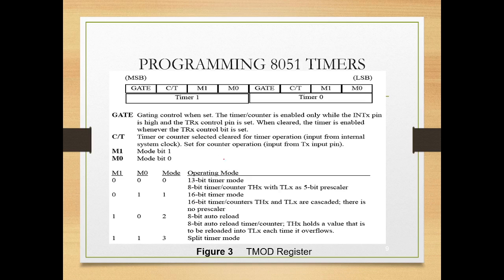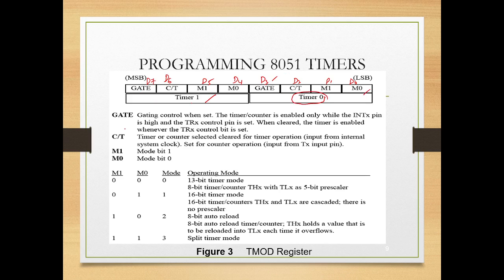For timer 1, we have these bits. Let me mention them as D0, D1, D2, D3, D4, D5, D6, and this one is D7. So bits D4 to D7 are dedicated for timer 1, and D0 to D3 are dedicated for timer 0. So let's see what these are.